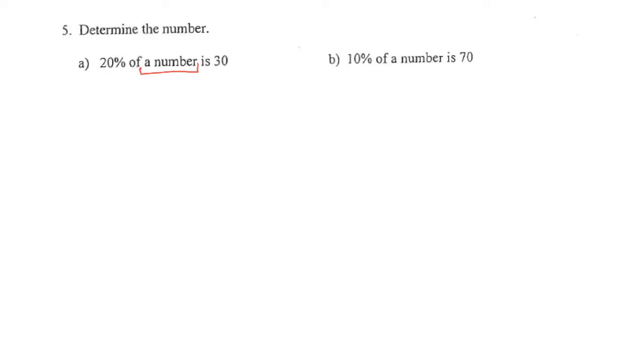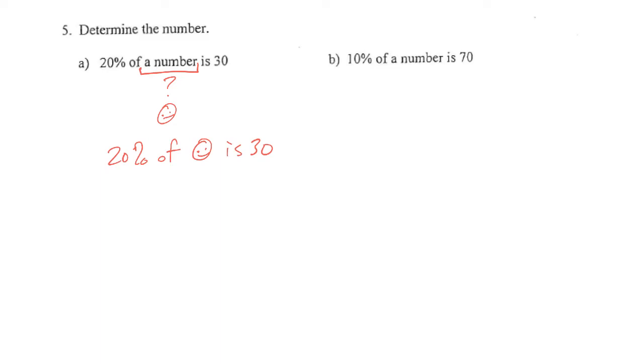So replace it with an X for a variable. Replace it with a question mark if you want. Replace it with a happy face if you want. Happy face. There you go. 20% of happy face is 30. There's my English language a little bit. But now I can turn it into mathematical language.